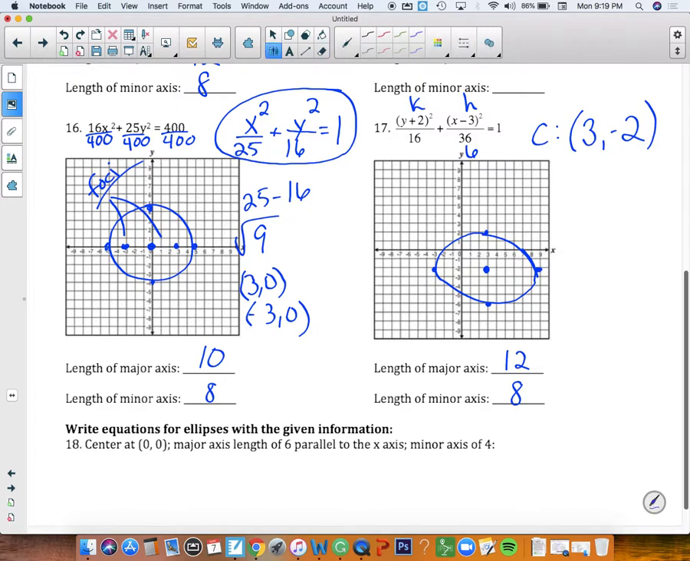Okay, and then we need foci. So I take big number minus little number, that gets me a 20, so I'll have the square root of 20. I need to go the square root of 20 in either direction from the center, okay? Given my center is the 3, negative 2, and my major axis is the x-axis, I'm going to be going square root of 20 to the right of 3 and square root of 20 to the left of 3. So it could be written like this. 3 plus square root 20, 3 minus square root 20, okay?